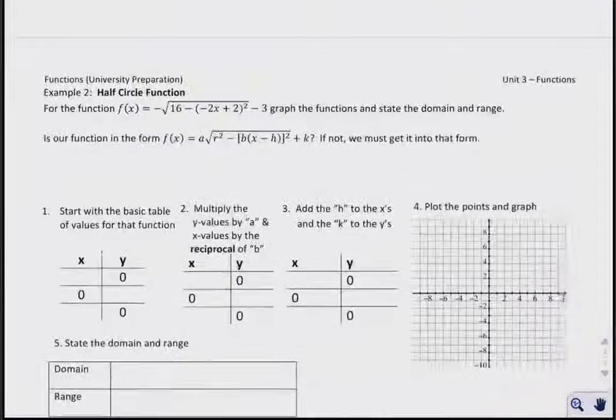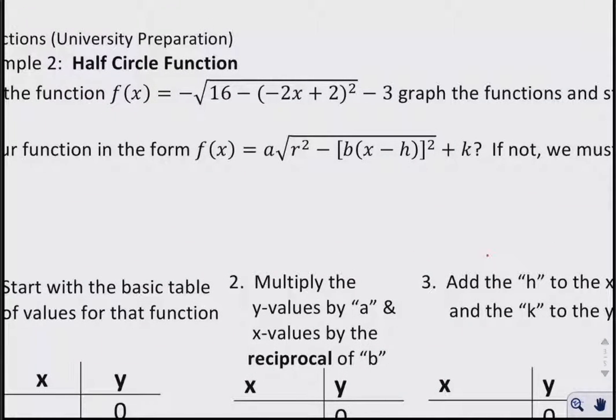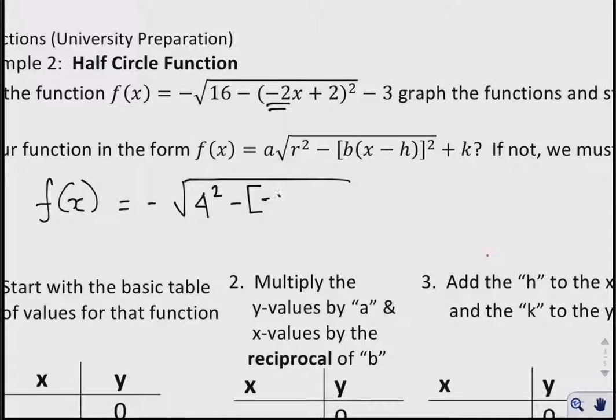The second part asks if our function is in the right form, and the answer is no, because we need to have the x by itself. So let me copy down the original function, f of x equals negative 1 over, now instead of 16 I'll write 4 squared. That makes explicit what our radius is, and in front of the x we have a negative 2, which I'm going to factor out from the two terms inside the brackets to give me x minus 1, and that's all squared.